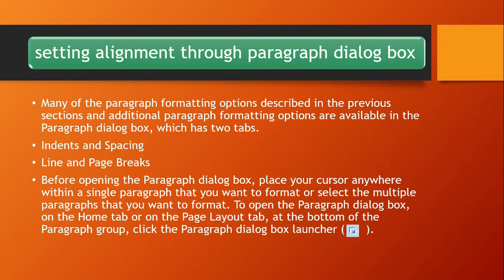Before opening the paragraph dialog box, place your cursor anywhere within the single paragraph that you want to format or select the multiple paragraphs that you want to format. To open the paragraph dialog box, on the home tab or on the page layout tab at the bottom of the paragraph group, click the paragraph dialog box launcher.